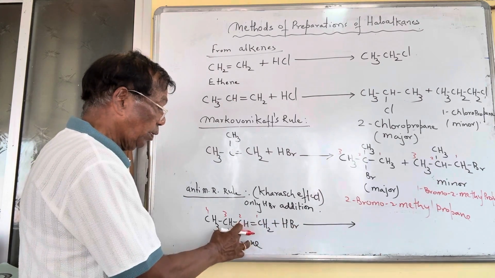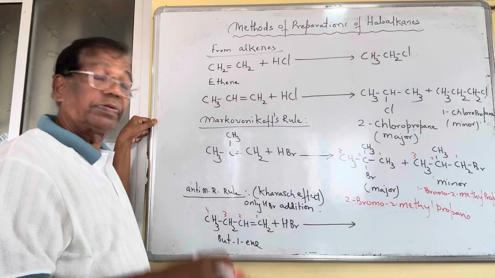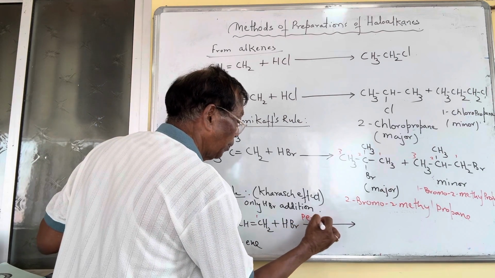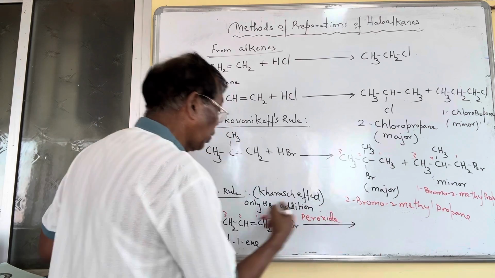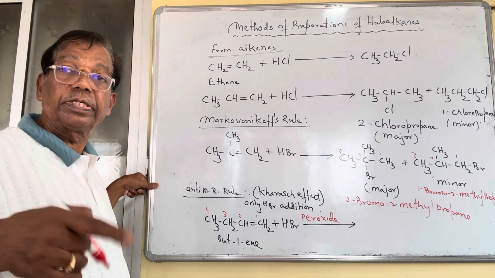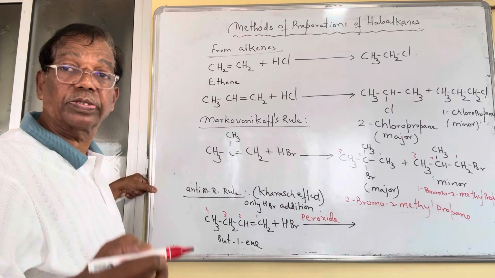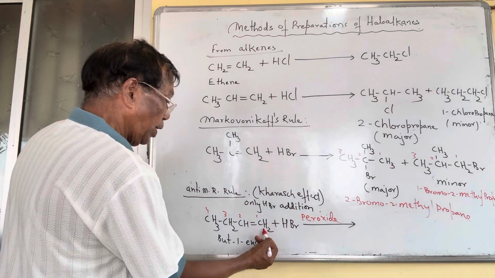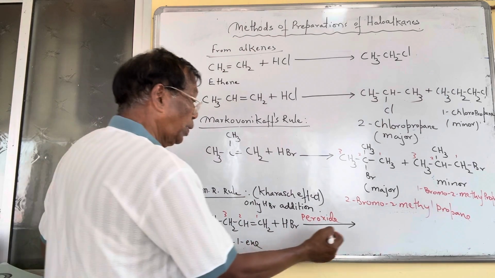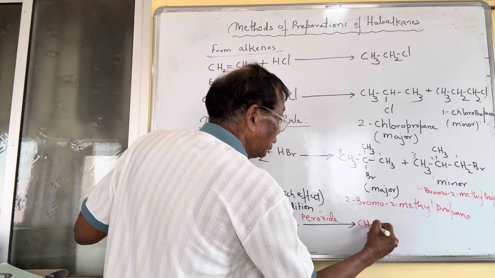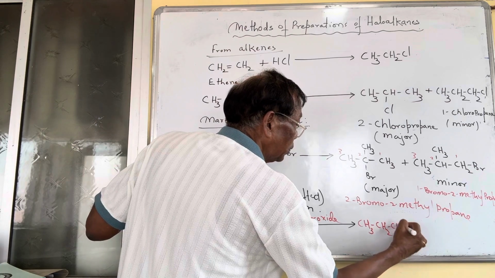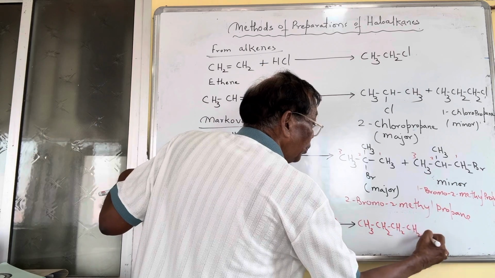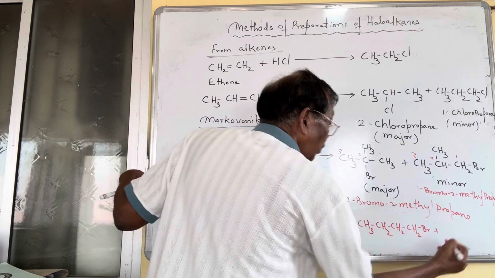Now here, the addition of Br is supposed to go here according to the Markovnikov rule. Br will add here, hydrogen will add here. But suppose I have carried out the reaction in the presence of peroxide, like benzoyl peroxide. This is also called the peroxide effect. Then bromine will add here, hydrogen will add here. So you'll get the compound CH3, CH2, CH2, Br. This is major.